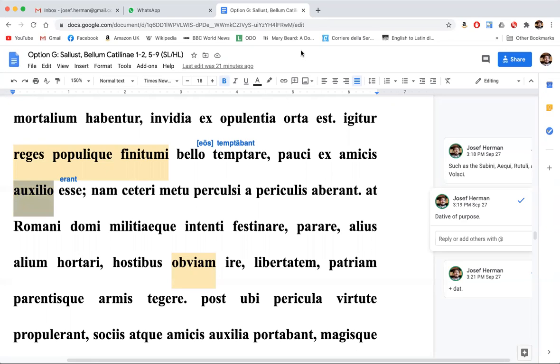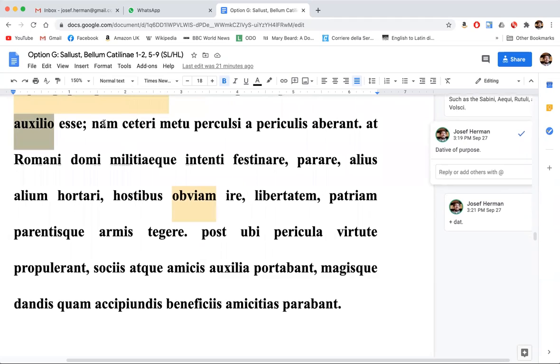And then Sallust tells us why this was the case. He says, for the others, nam caeteri, metu perculsi, struck by fear. So metu is the ablative, meaning by fear, and perculsi is a PPP, struck by fear, were away, aberant, or kept away, a periculis, from the dangers.